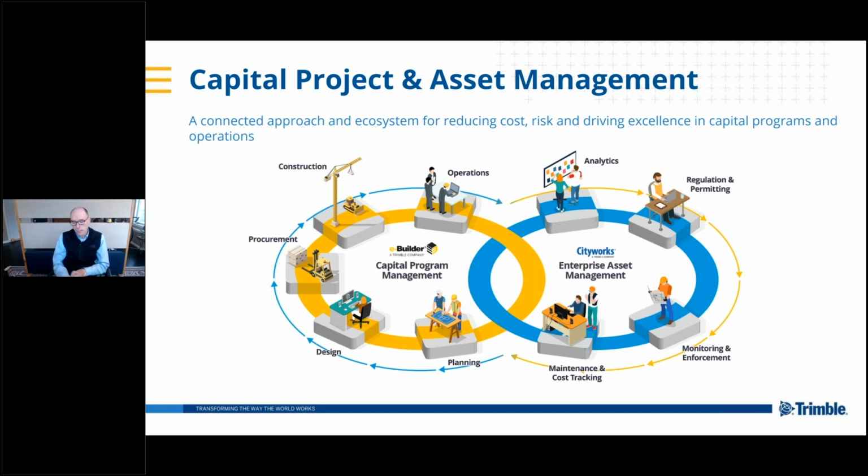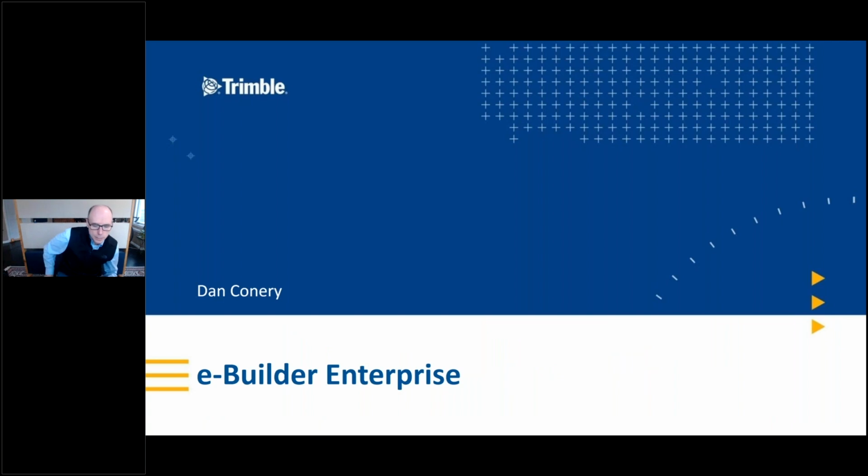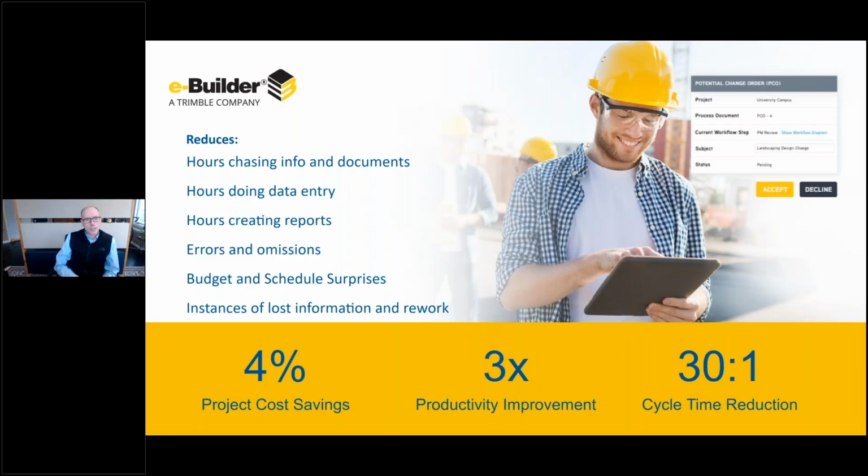So that could be brand new assets. It could be maintaining aged assets or just on maintenance on existing assets. So there's a natural overlap between the two products. So what I want to do is give you a little bit of a preview on what eBuilder Enterprise does, and then what Chad will do in his section is show you how City of Raleigh is using those parts of the product.